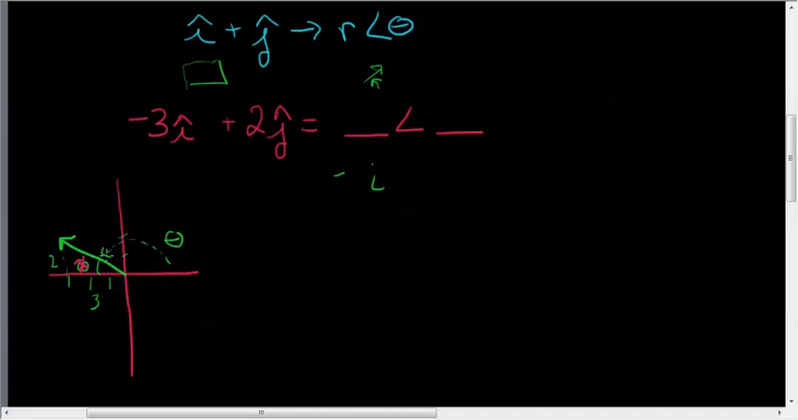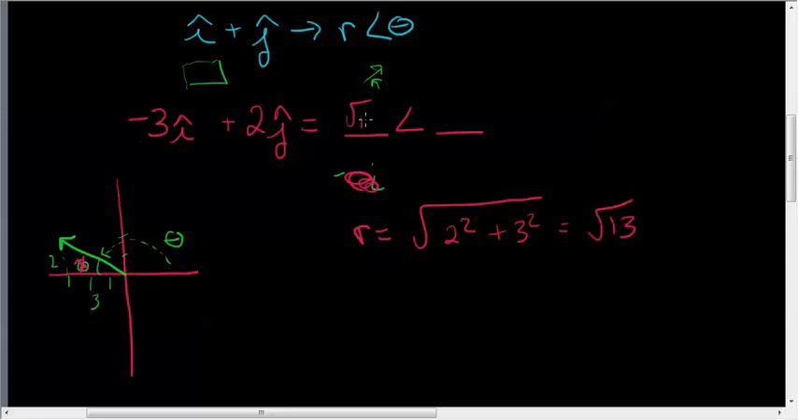All right, first of all, let's find the radius. So the radius comes straight from Pythagorean theorem. So the radius is going to be the square root of 2 squared plus 3 squared, otherwise known as the square root of 13. So the radius is going to be the square root of 13. Now how do I find this green angle?